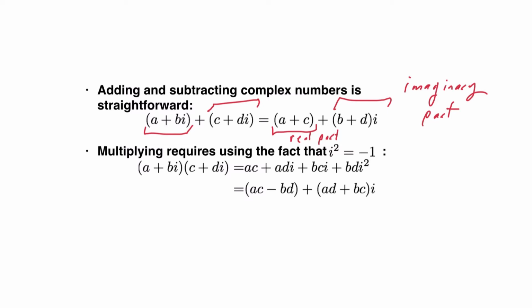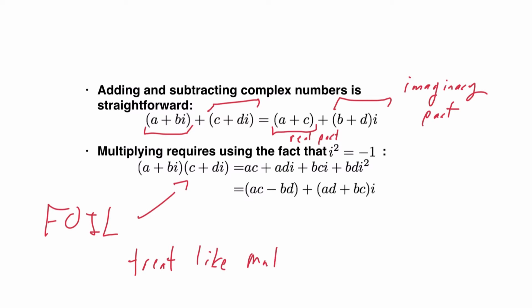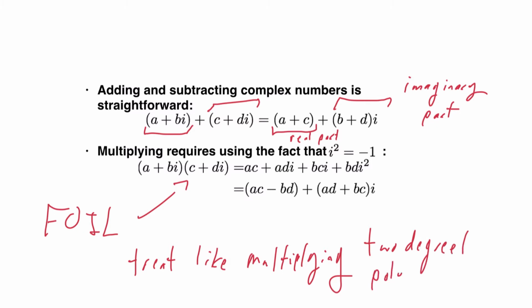Now, the tricky part is what happens with multiplying. And for this, I have to remember to FOIL. Right? I have to distribute a to both terms of c plus di and bi to both terms of c plus di. So I almost imagine it like a quadratic. So treat this like multiplying two degree 1 polynomials. So what do I end up with?